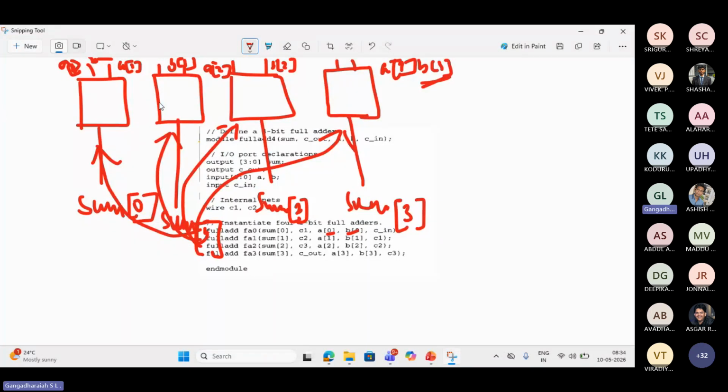Now Cout of this is connected as Cin of this. Let's say if I call this Cout as C1, it becomes Cin of this. If I call this C2, it becomes Cin of this. If I call this C3, this becomes input to this. That's what is being shown here. Any doubts, please feel free to ask me, because you should understand this.